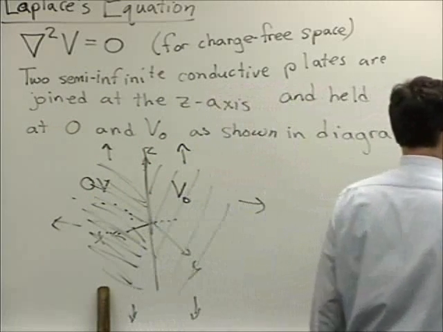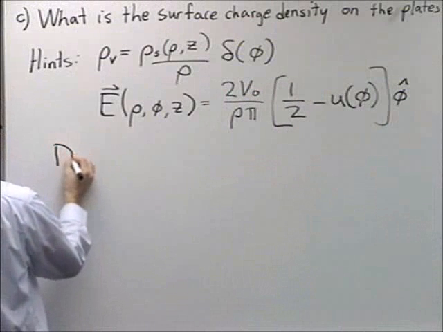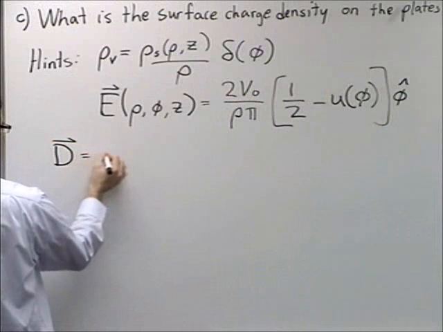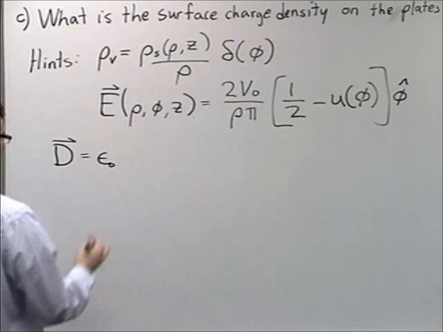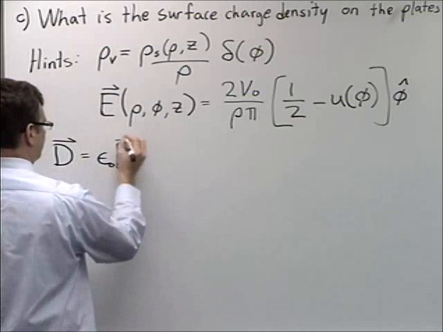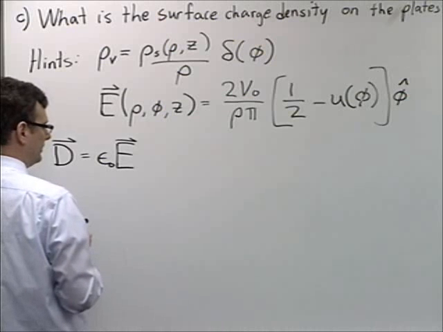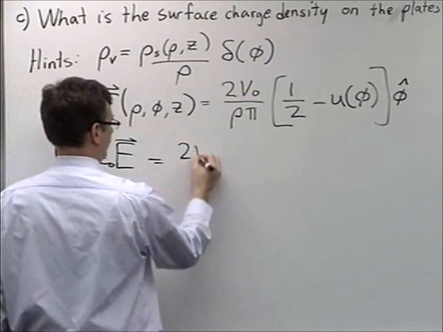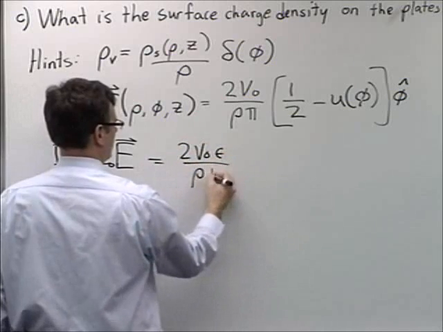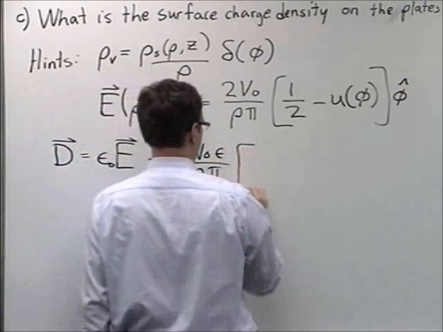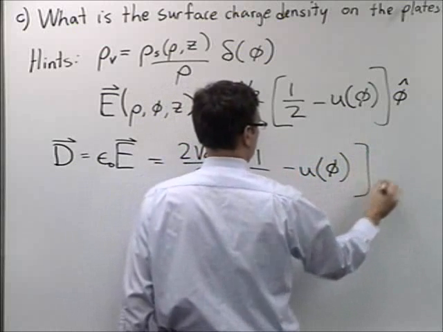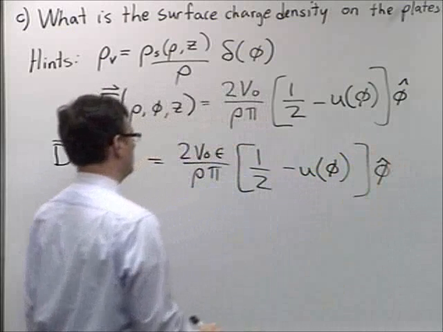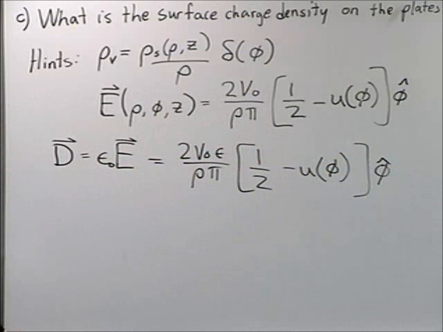In fact, we know that the D field is equal to epsilon. I think this is a free space problem in the formulation, so we'll just use epsilon naught. I could have packed it with dielectric material. Times E, my E field. So I could write this as 2V naught epsilon over rho pi times 1/2 minus unit step, stick it on the phi hat direction.